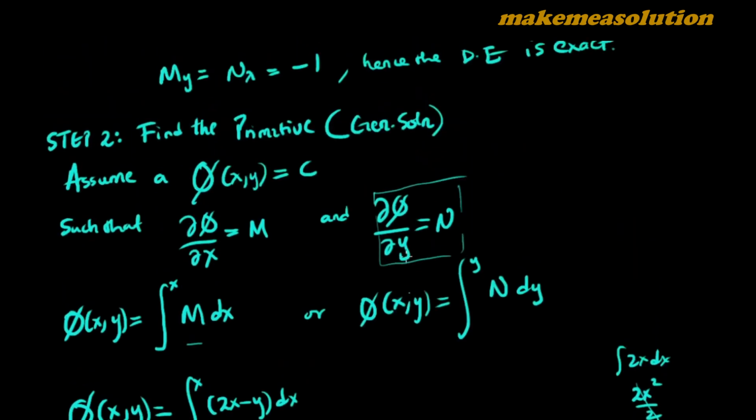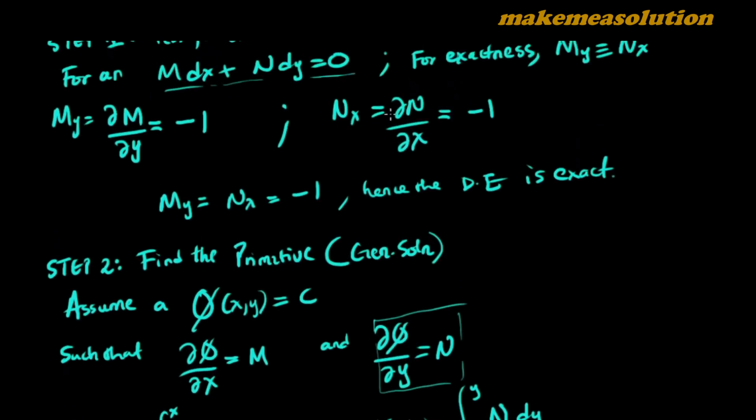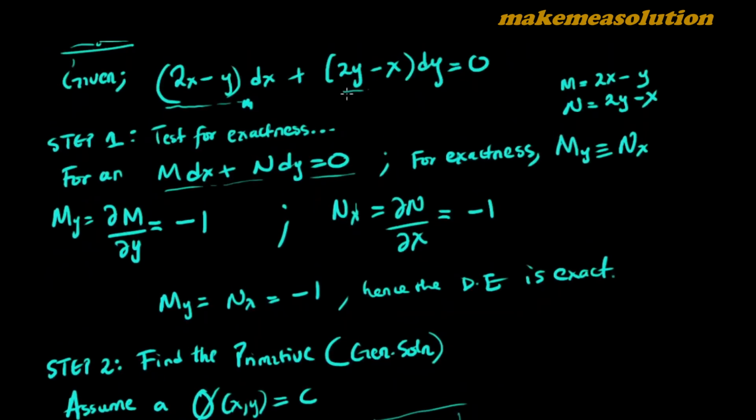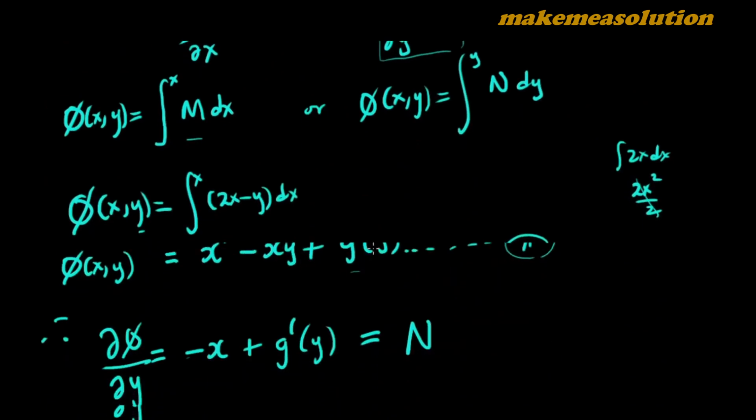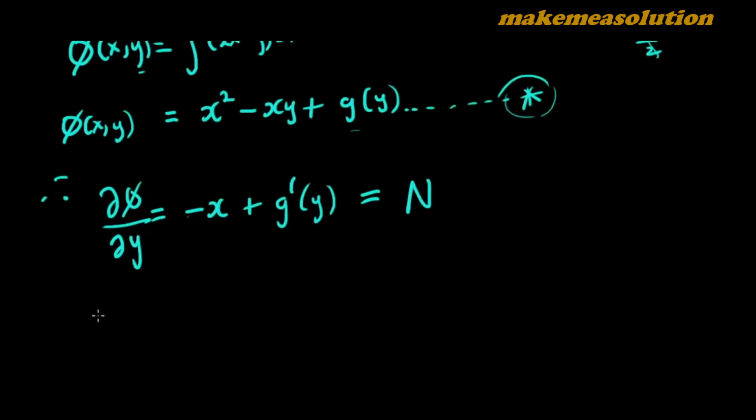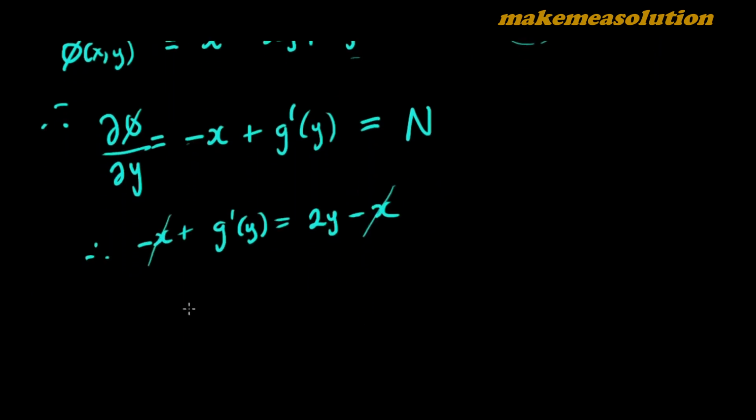And what is the expression for n? The expression for n, according to our system, is 2y minus x. So therefore, minus x plus g prime of y is equal to 2y minus x. So minus x happens to be common in both sides of the equality, so they will cancel out, and g prime of y, which is dg dy, is actually 2y.